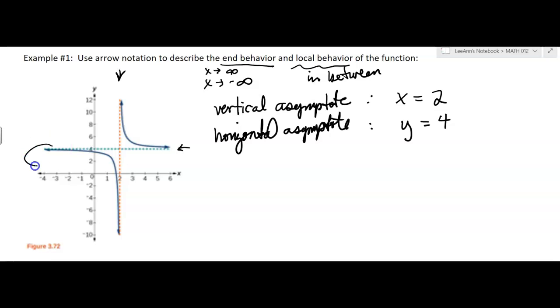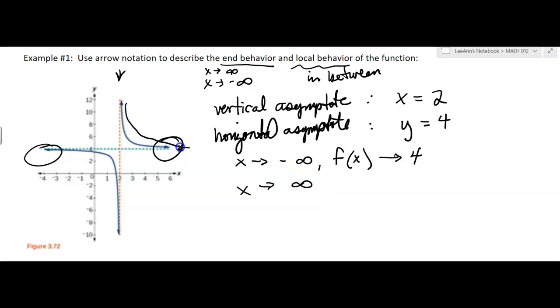So what's happening on this end when x is going toward negative infinity? When x is going toward negative infinity, what's f of x doing? Well, it's getting closer and closer to that horizontal asymptote, which is 4. So f of x is approaching 4, an output of 4. What happens on this end when x is going toward infinity? Well, it's also getting closer and closer to that horizontal asymptote. So f of x is approaching 4.